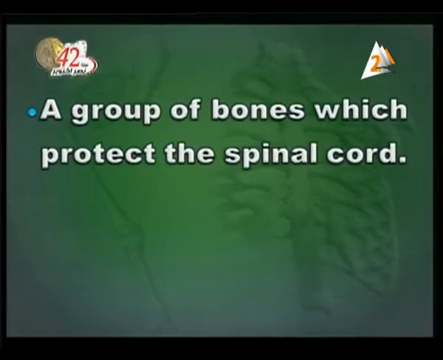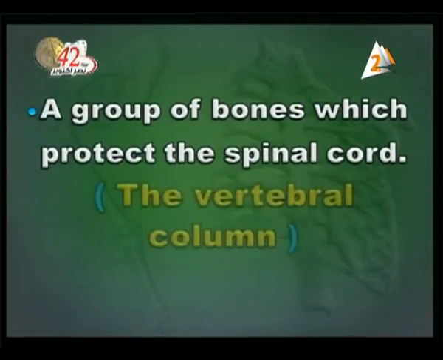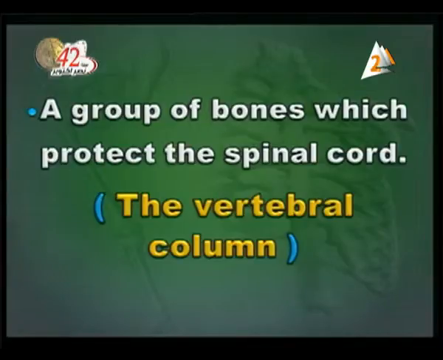A group of bones which protect the spinal cord. Yes, as we said before, a group of bones which protect the spinal cord is the vertebral column. So the group of bones which protect the brain is the skull, and the group of bones which protect the spinal cord is the vertebral column.